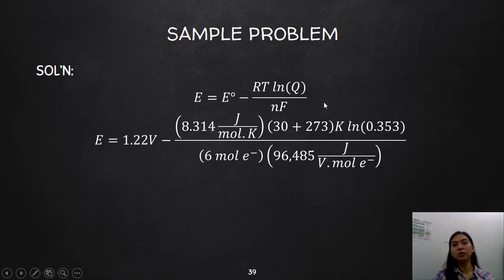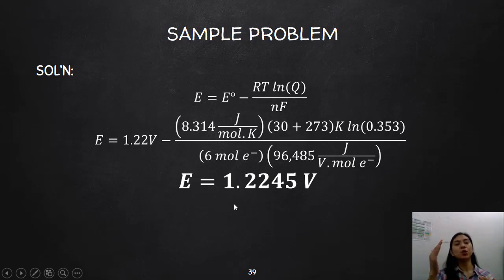Then multiplied by the ln of your reaction quotient, which is given as 0.353, divided by yung N ulit, which is the number of moles, we already obtained that as 6 earlier. And of course, multiplied by your Faraday's constant, which is given as this value. Such that, if you take a look, magka-cancel out po lahat ng units na yan, leaving you with the potential under 30 degrees Celsius, which is equivalent to 1.2245 volts.